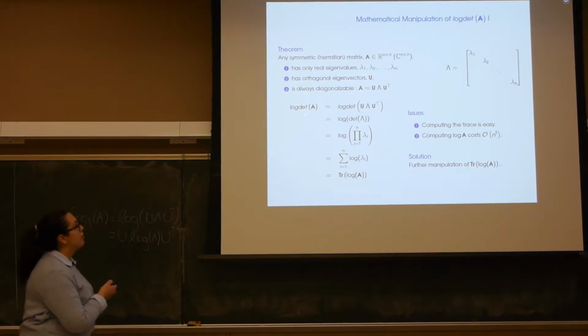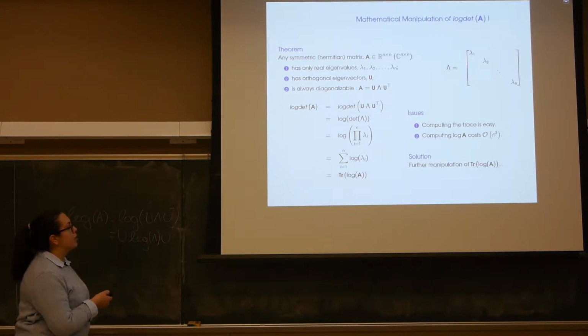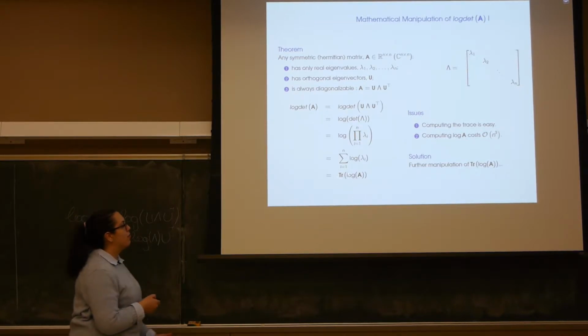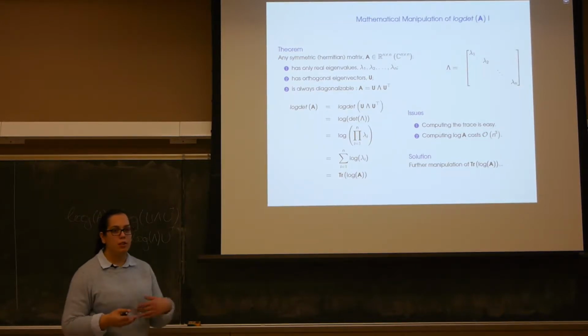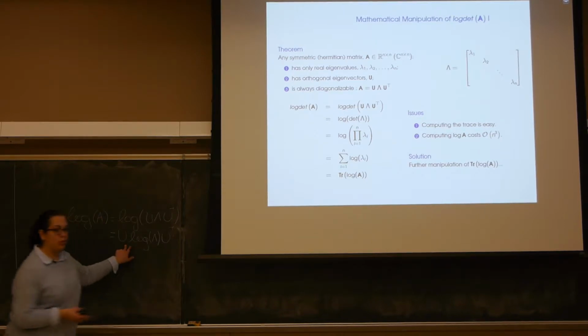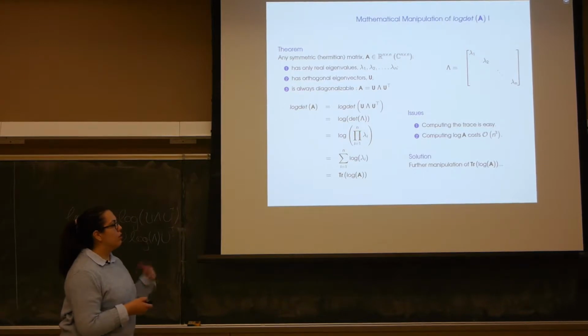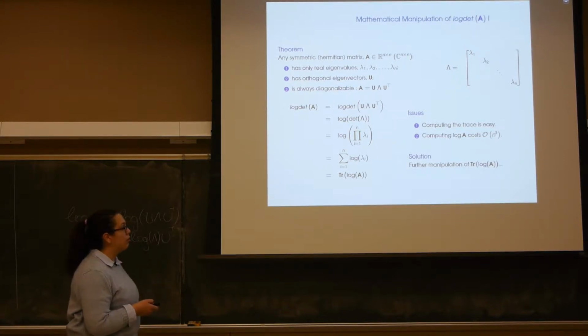So we have gone from here to this expression: the log det is equal to the trace of the log of A. We have two things over here. To compute the trace is very easy. But this needs the logarithm of A, which again takes cubic time, and we don't know how else to compute it. So we further manipulate the trace of the log of A.